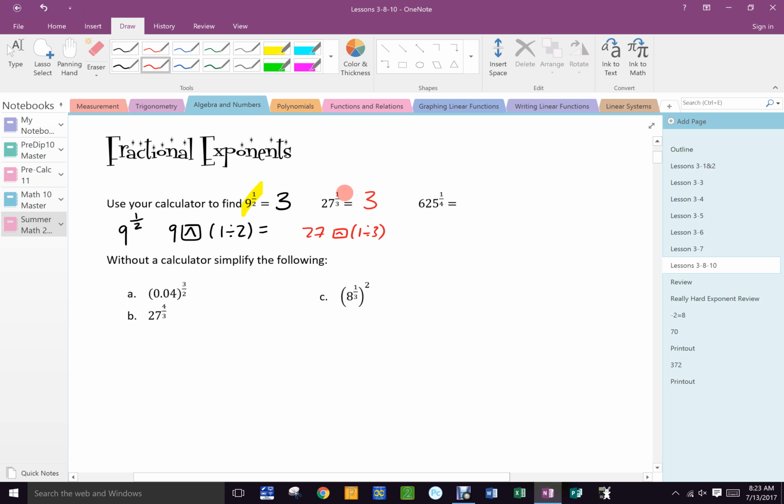If you're not getting these numbers, you're doing something wrong with your calculator. And this one, 625, exponent button, bracket 1 divided by 4, close brackets, equals 5. Now you guys are smart kids. Is there another relationship between 9, 3, and an exponent? Is there a relationship there?